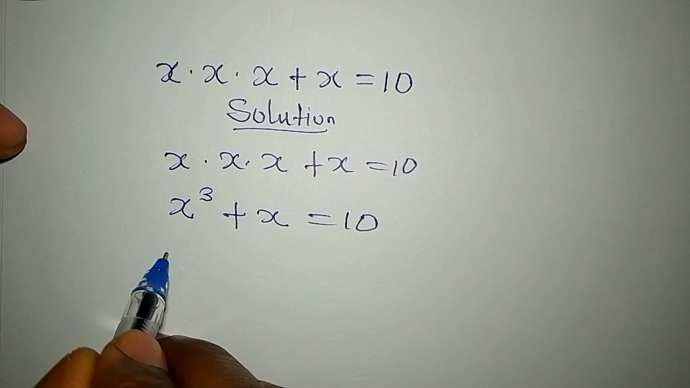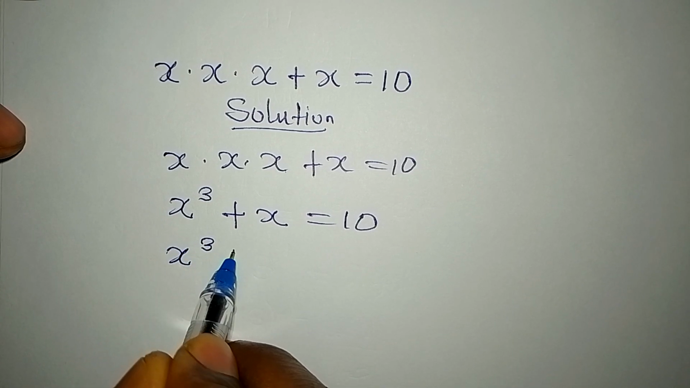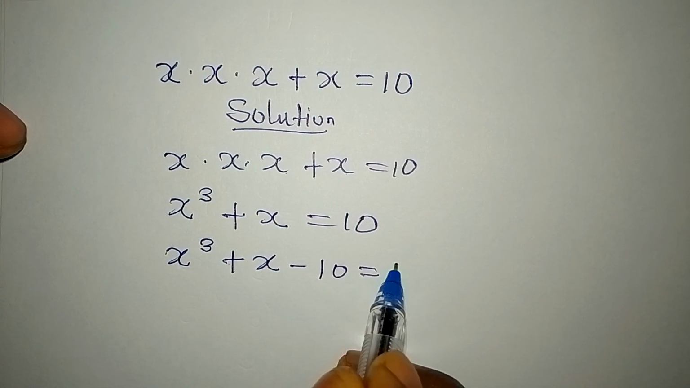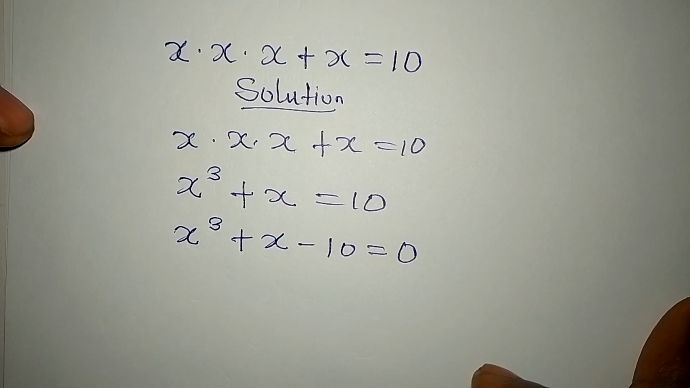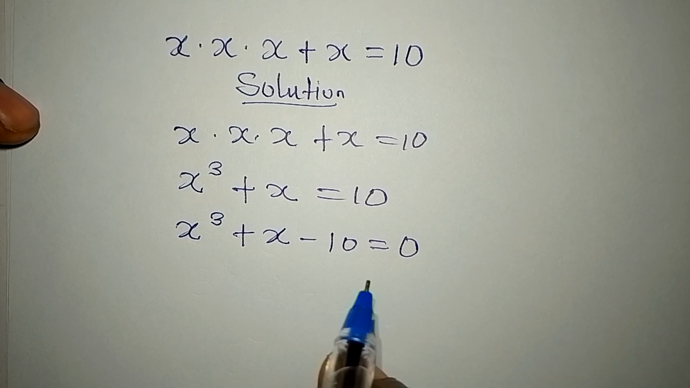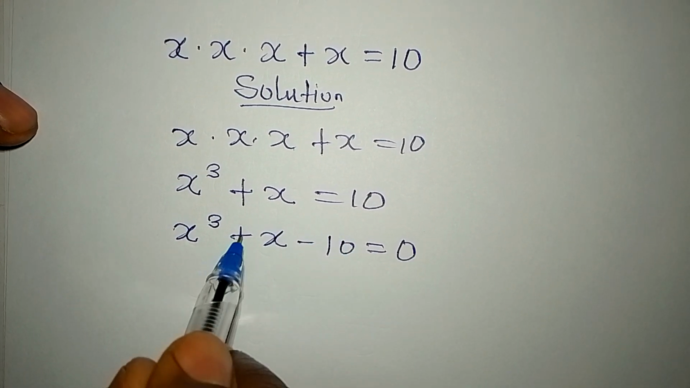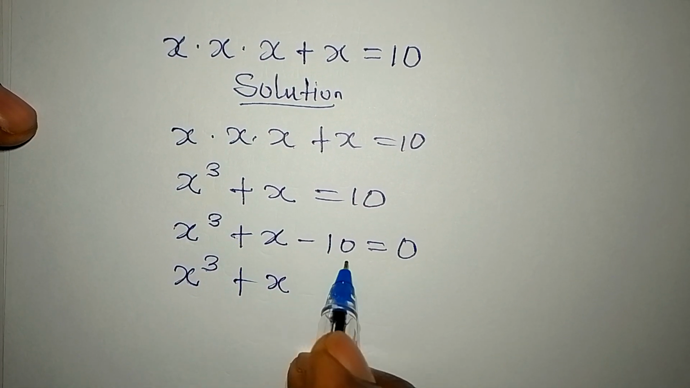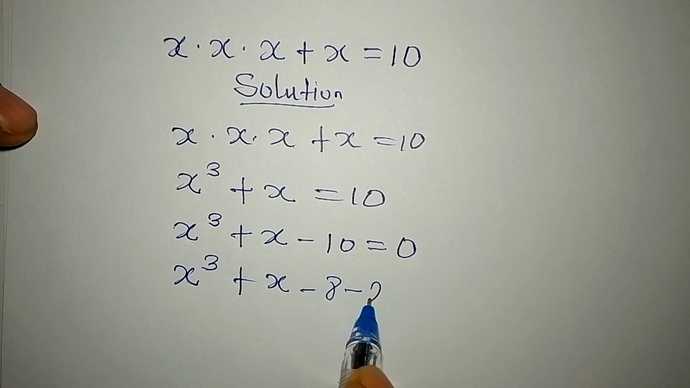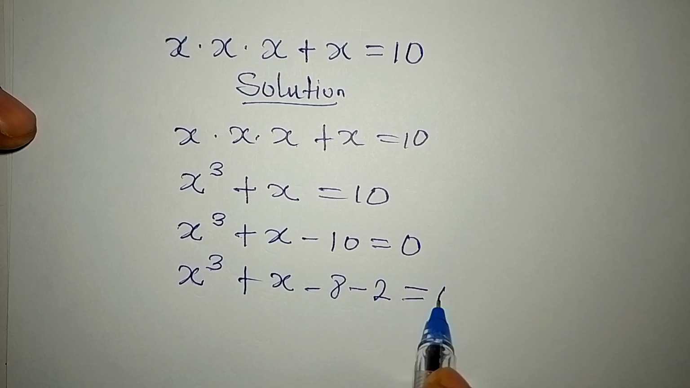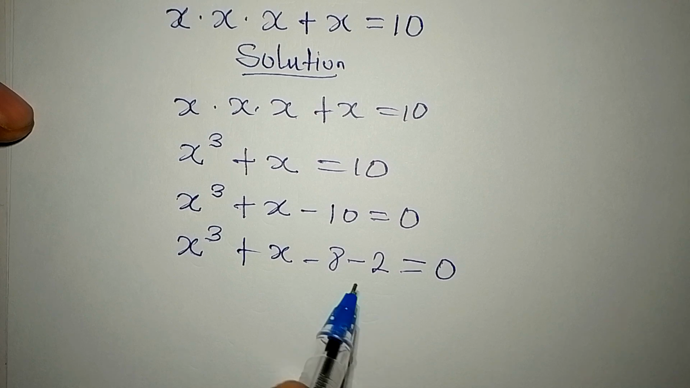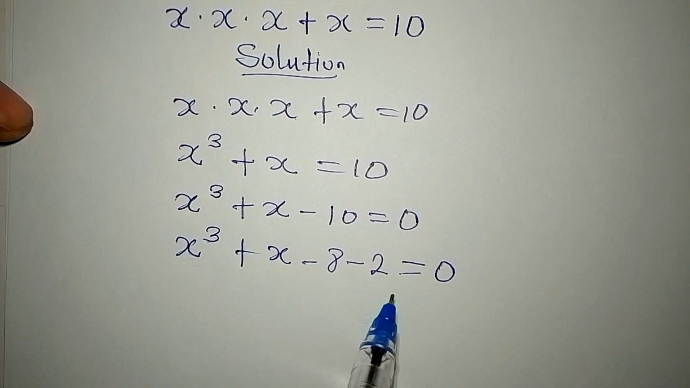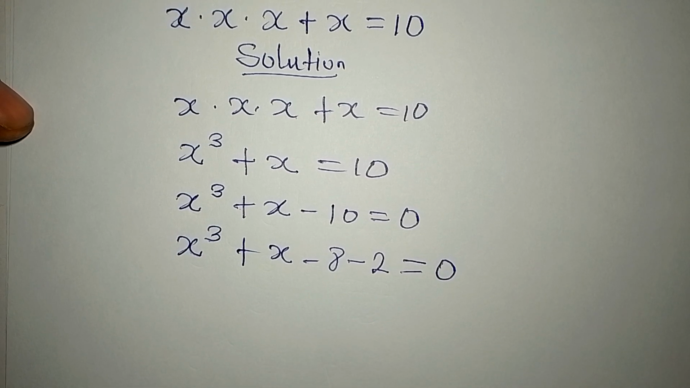So what do we do? Take this to the left. So we have x to the power of 3 plus x. Then this becomes negative 10 equals 0. And then when you look at this work, you discover that we can express 10 in this form. So we write x to the power of 3 plus x, 10 is minus 8 minus 2. Then we equate to 0. If you use minus 5 as 10, then you cannot express it in this form. So it has to be minus 8 minus 2.